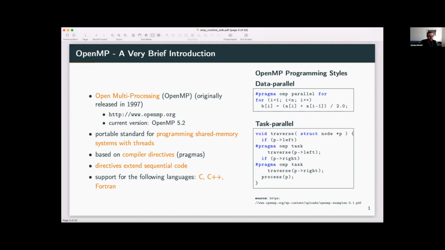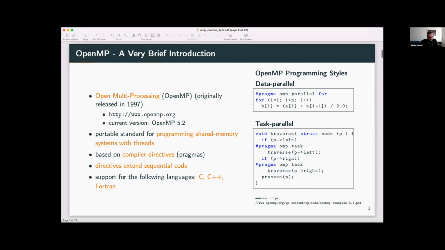Okay, so we are, I mean, a very brief introduction because we are dealing with OpenMP. So OpenMP is a standard for programming shared memory systems. Most of you will know. And the idea is that OpenMP provides these compiler directives, aka pragmas, in order to make sequential code parallel. So we insert these pragmas, and the compiler takes care of parallelizing these bits of code. And OpenMP supports the following languages: C, C++, and Fortran.